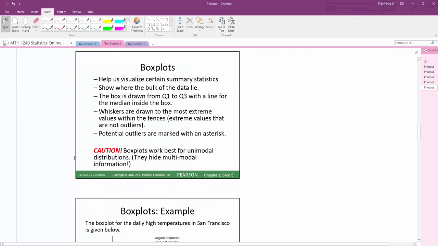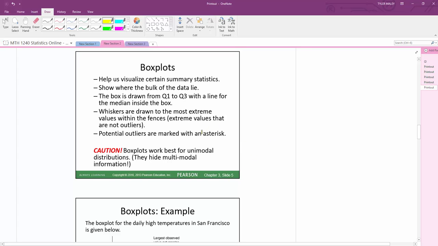A box plot is another visual tool that we can use. We have a histogram, which we can see some descriptives for and get an idea. Another great visual is to create a box plot. A box plot can help us visualize certain summary statistics. It shows where the bulk of my data is going to lie, it shows where my fences are, and we will identify potential outliers on a box plot.